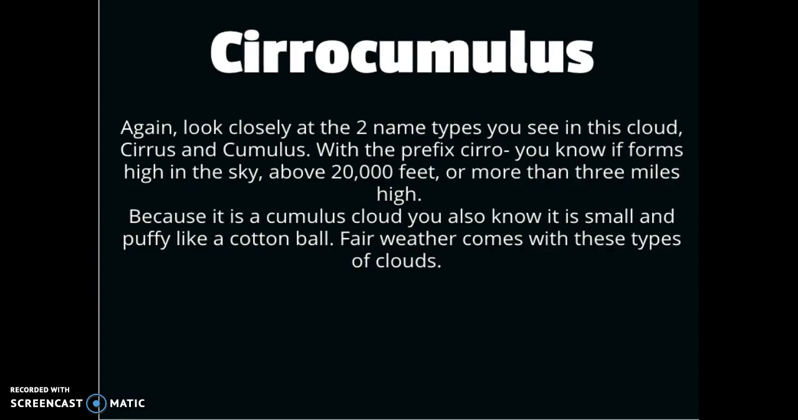Cirrocumulus clouds form high in the sky above 20,000 feet. And because it's a cumulus cloud, you know it's small and puffy like a cotton ball. Fair weather comes with these types of clouds.